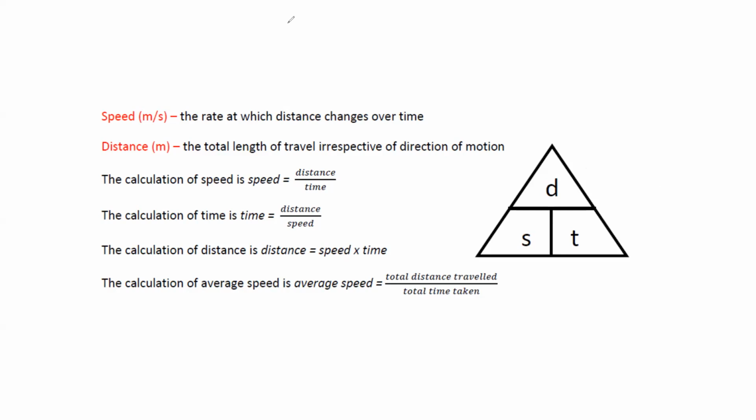When an object is moving, it might have a constant speed, the speed might decrease, the speed might increase. So the speed of an object can be constant, or it can be variable. Variable means changing.